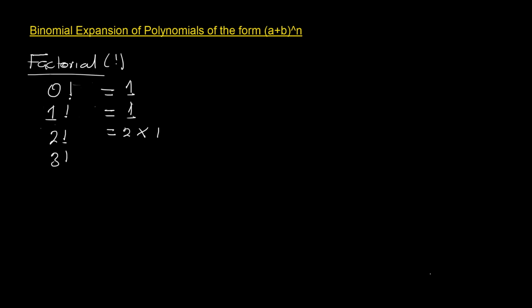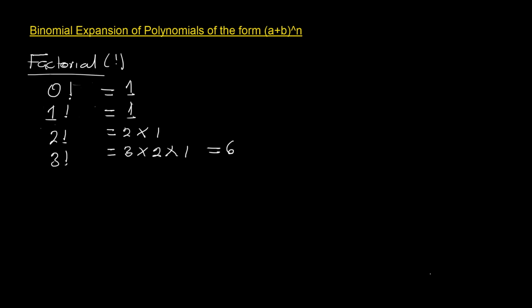We'll start with the factorial. It is denoted by this symbol. On your calculators, you'll find the factorial symbol. The factorial of 0 is 1. 1 factorial is also 1. The factorial of 2 is defined as 2 times 1. And the factorial of 3 is defined as 3 times 2 times 1.